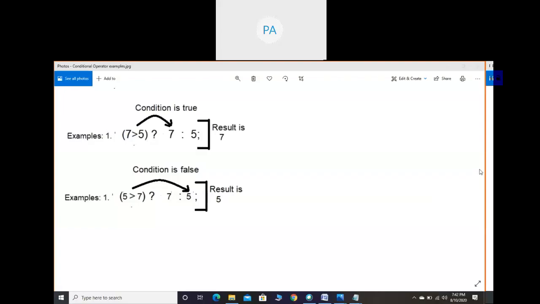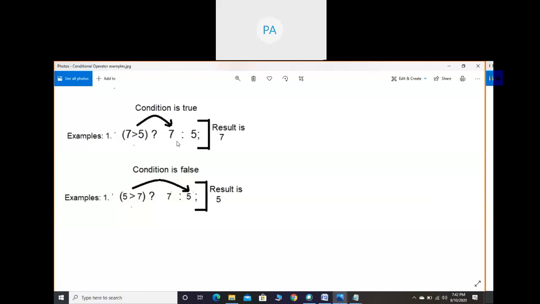So 7 greater than 5 is true. If the condition is true, it will select the first result. If the condition is false, it will select the second result. Here 7 greater than 5 is true, so it will select the first result, which is 7. So the total result of this entire expression is 7. I have put it in a box: the result is 7, the total result of this entire equation.